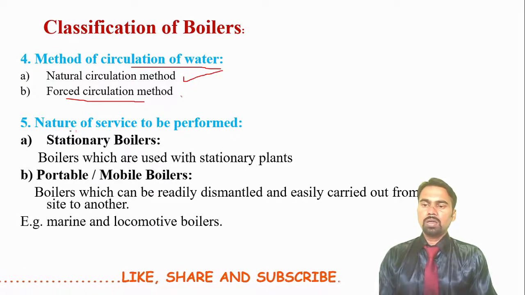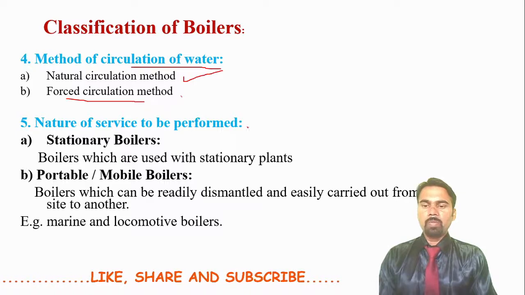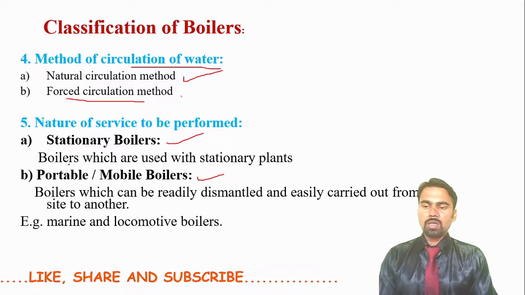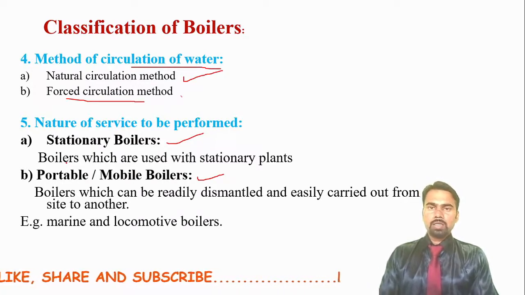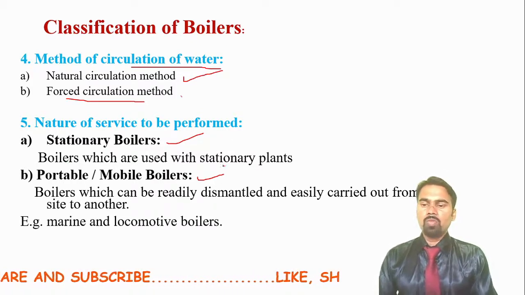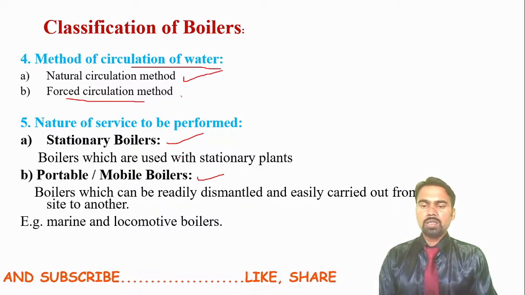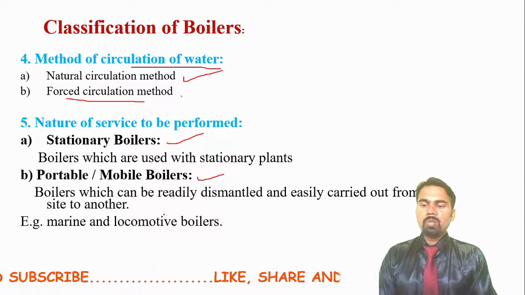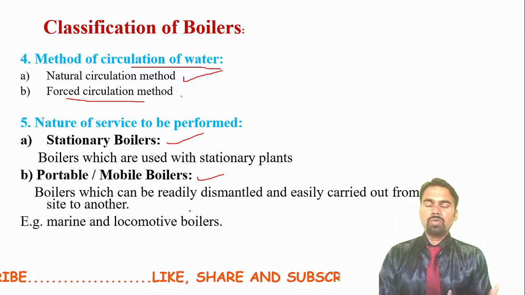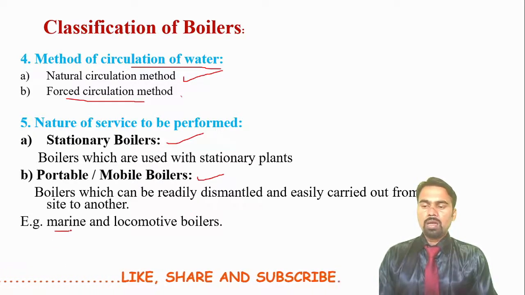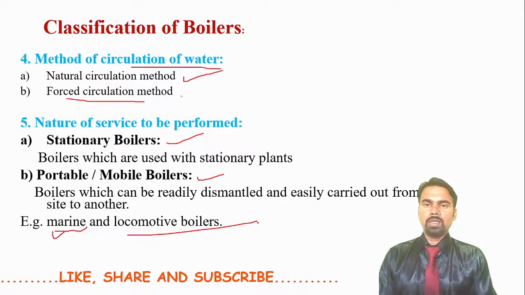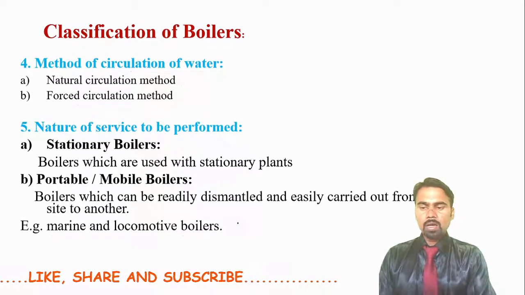Then next is according to nature of service to be performed: stationary boiler and portable or mobile boiler. Stationary boiler in the sense it is located at one place. We cannot relocate it or move it. So it is stationary boiler. Then portable boiler means we can move or transport it from one place to other place. For example, marine application and locomotive boilers, right?